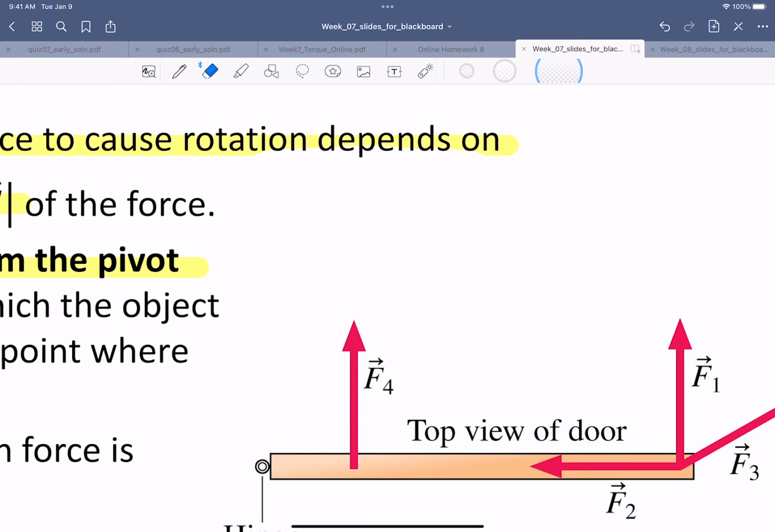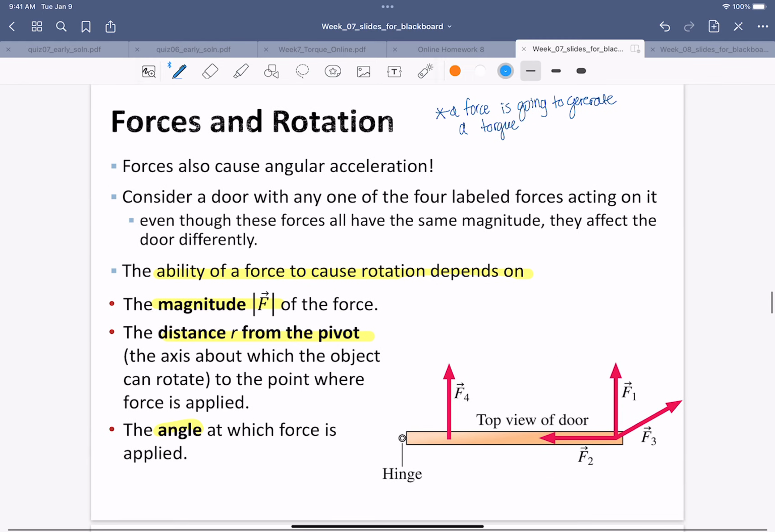So there's three components, once again, that will affect your torque. Magnitude of the force, how much force you're exerting, how far away you're exerting that force, and the angle at which you're exerting it.